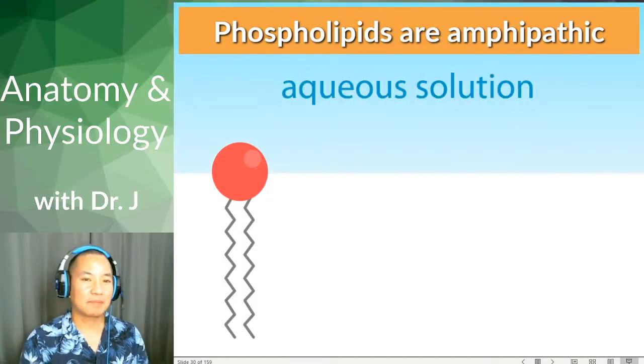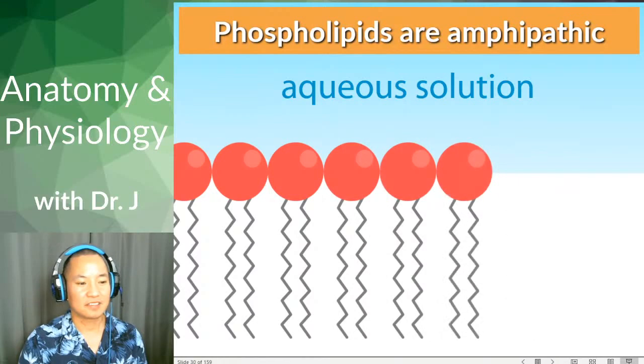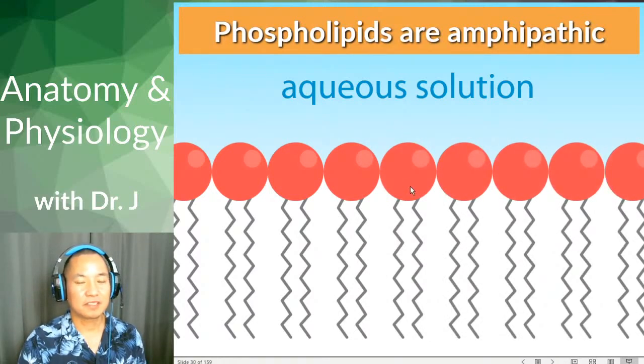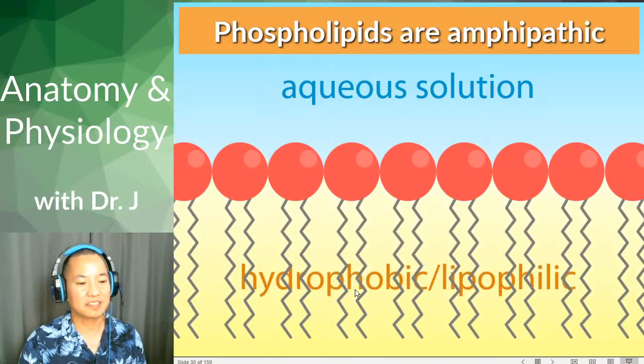So what happens if you throw a bunch of phospholipids into a solution? Well, the hydrophilic head will associate with the water-based solution. That's what we have here. But what do you notice about the hydrophobic tails? Notice that they're all pointing the same direction, away from that aqueous solution. The water has a hard time grabbing onto these tails because they don't really have a strong electrostatic charge.